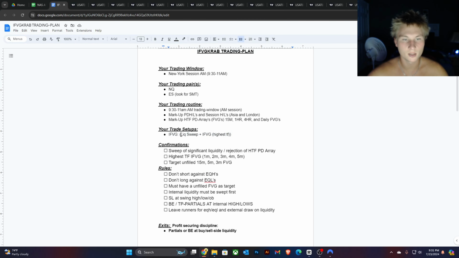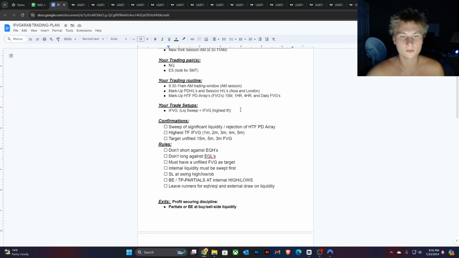So yeah, trade setup. Basically, all that I was looking for is a liquidity sweep plus an inverse fair value gap on the highest time frame from the 1 to the 5 minute. But in addition to this, I was doing my top down analysis, so marking up daily, 4 hour, 1 hour, 15 minute, 5 minute, and 1 minute fair value gaps, as well as marking up previous day's highs, session highs and lows, like Asia high and low, London high and low. Those are some areas of high probability liquidity. When those get swept, I always see nice reactions off of them.